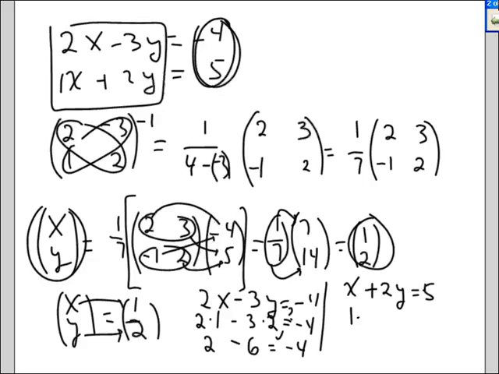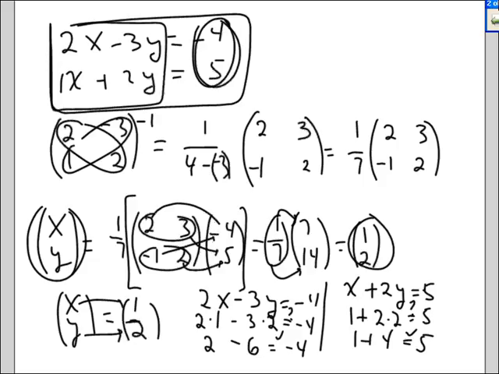X is 1. 2 times 2 is 4. Is that 5? Of course it is. 1 plus 4 is 5. We're trying to find the x and y values that will make the equality symbols true in all the equations, in this case, 2 equations. Okay, we're going to try this now with a 3x3 matrix.